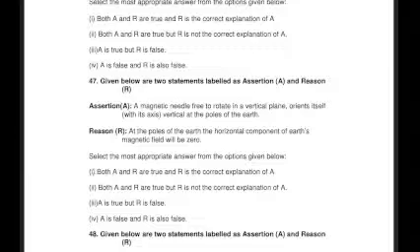1. Both A and R are true. R is a correct explanation of A. 2. Both A and R are true, but R is not the correct explanation of A. 3. A is true, but R is false. 4. A is false and R is also false. Correct. The answer is option 1. Both A and R are true. R is the correct explanation of A.